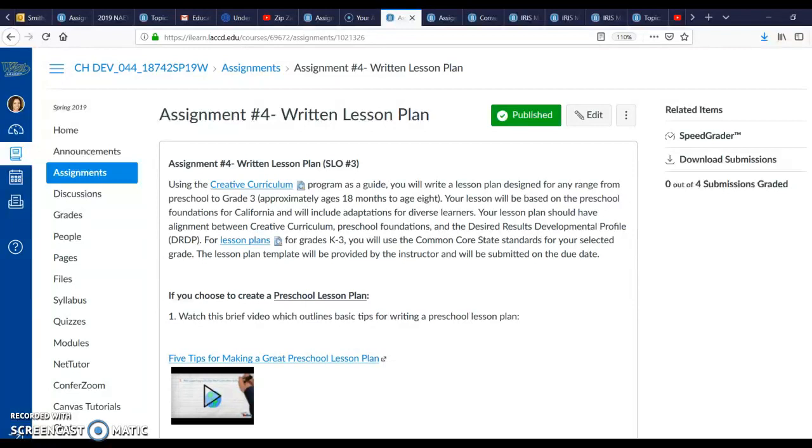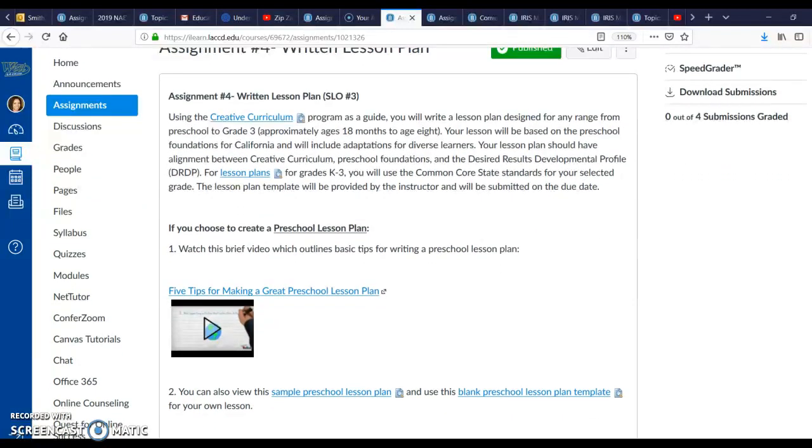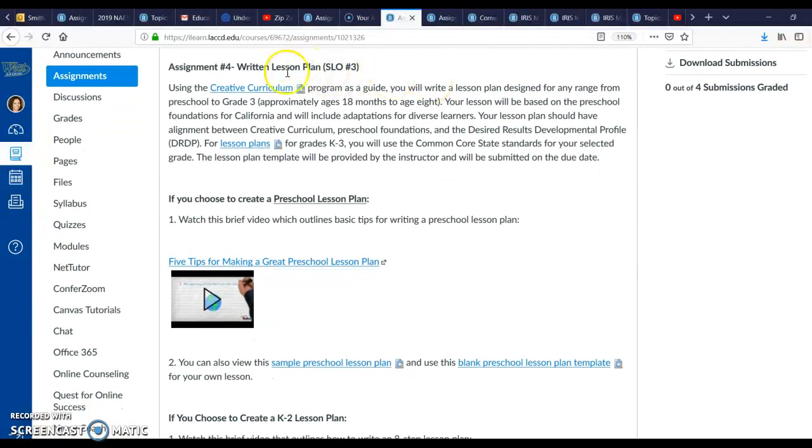But probably one of the first things that you should do is decide whether or not you want to write a lesson plan that's designed for preschool or for K through 3. So up here, you'll see that there's a creative curriculum program, which is a guide that gives you lots of great information for what kind of elements you need to think about when writing a lesson plan. So that's there more for your resource support.